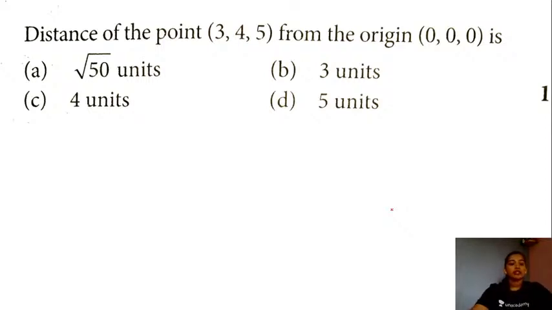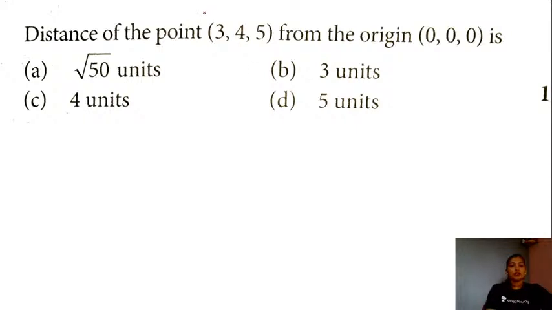So let us begin with the questions and answers right now. Here you have the first question for today's class. The distance of the point with the coordinates 3, 4 and 5 from the origin, which has the coordinates 0, 0, 0, is which of the following? I want you all to give a try, students. I am giving you 30 seconds. Basic use of the distance formula will be done here. Do attempt the question and leave your answers in the live chat.